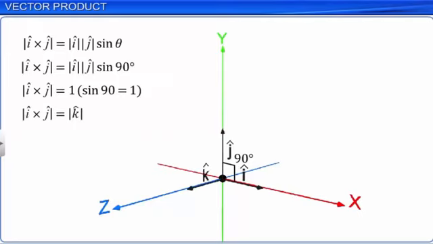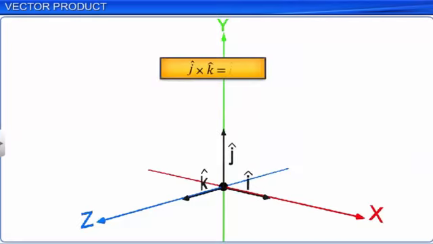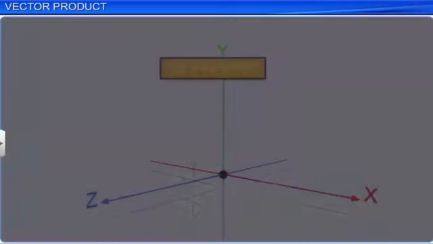Similarly, we can prove the relationship between other unit vectors and their vector products. That is, j cross k is equal to i. k cross i is equal to j. j cross i is equal to minus k. k cross j is equal to minus i. And i cross k is equal to minus j.